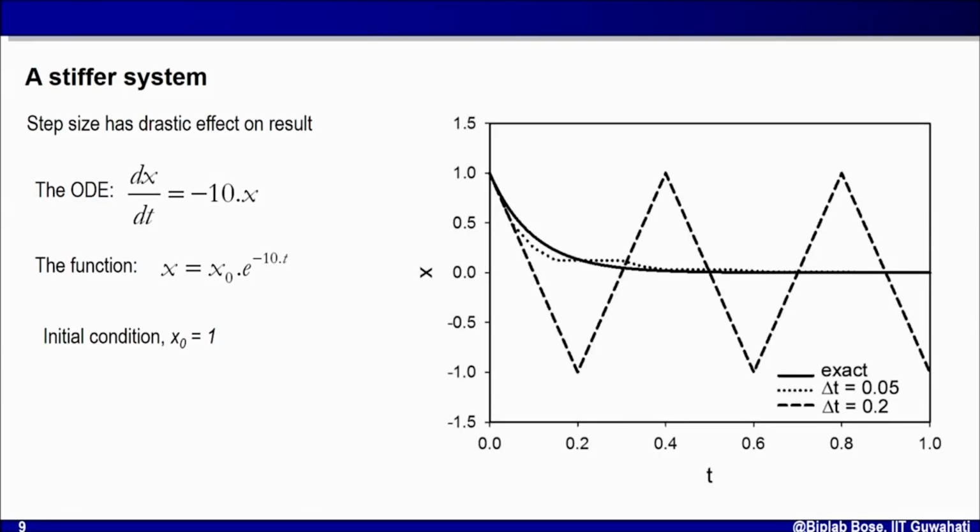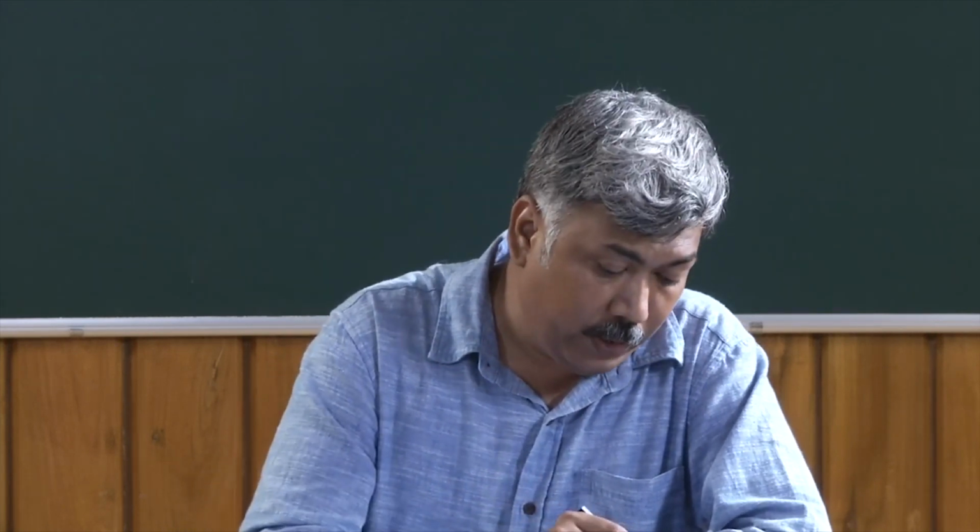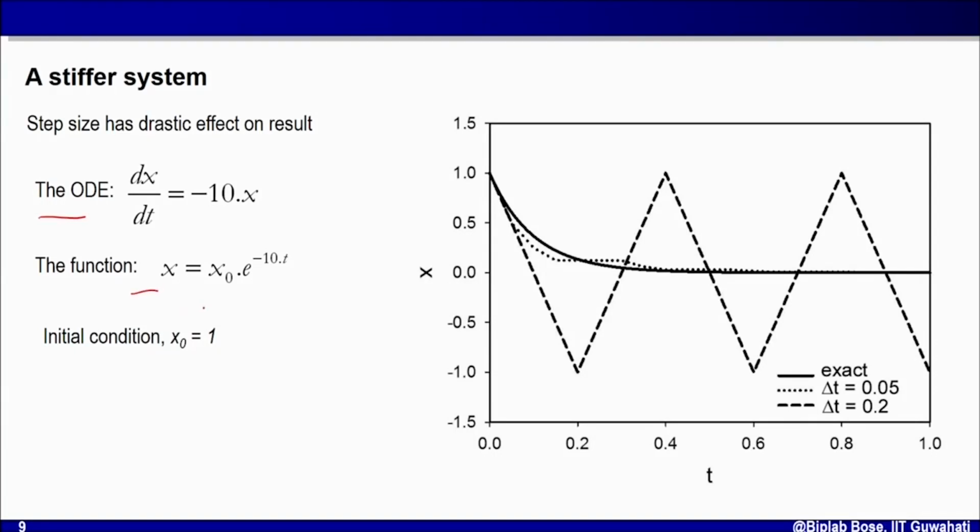Now let us take another extreme example to understand this problem. In this case, the ODE is very simple. The ODE is dx/dt equal to minus 10x. So it is almost like an exponential decay. If you do an integration with the initial condition, you get this function: x equals x naught times e to the power minus 10 t. x naught is the initial value of x when t equals 0. So let us solve it considering x naught equal to 1. Look at the graph here. The black line is the exact analytical solution.